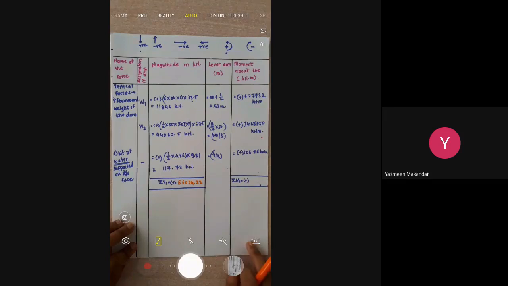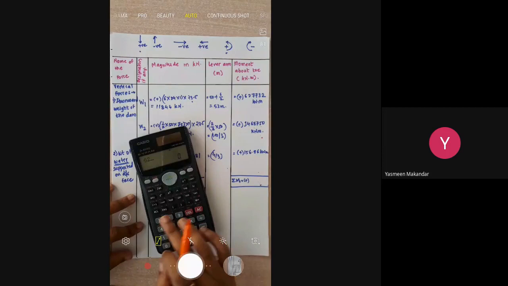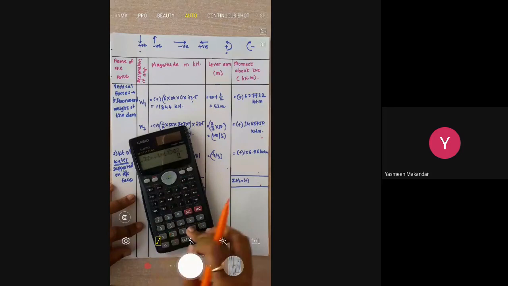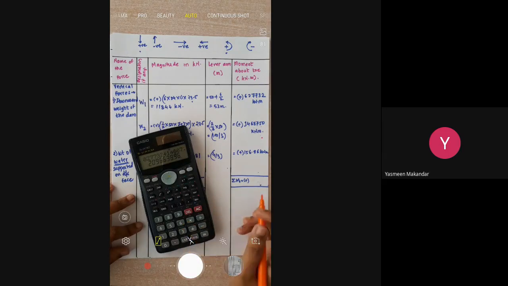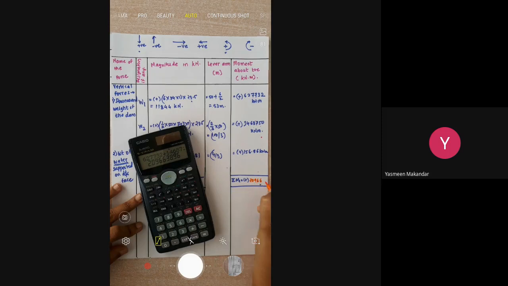Why is this much time required? You only have to add three numbers. 627732 plus 1468750 plus 156.96. Okay, it is 2096638.96. Yes.